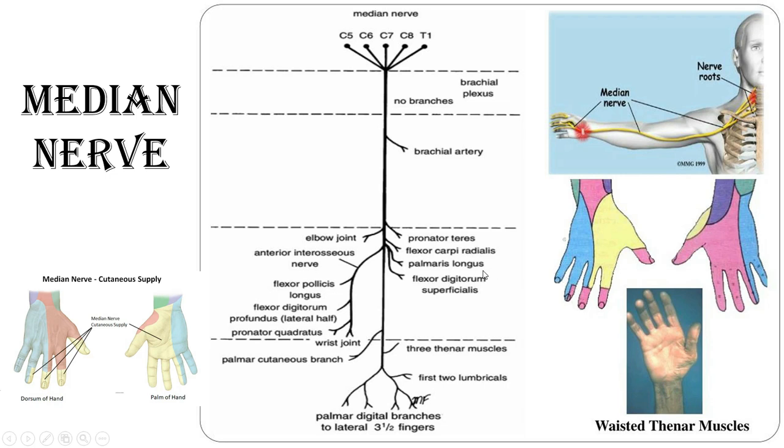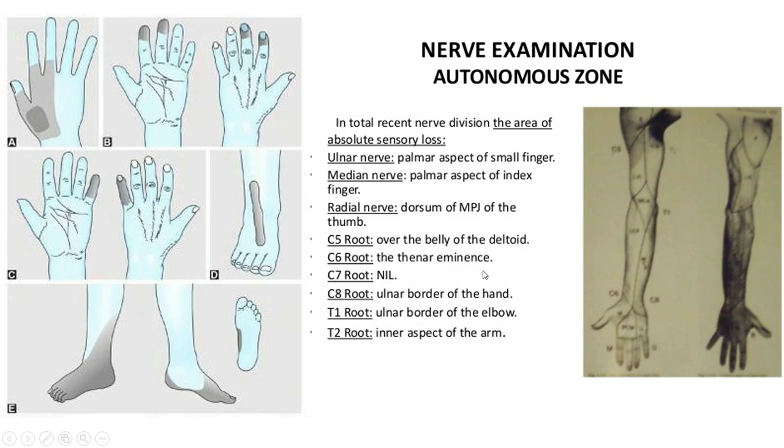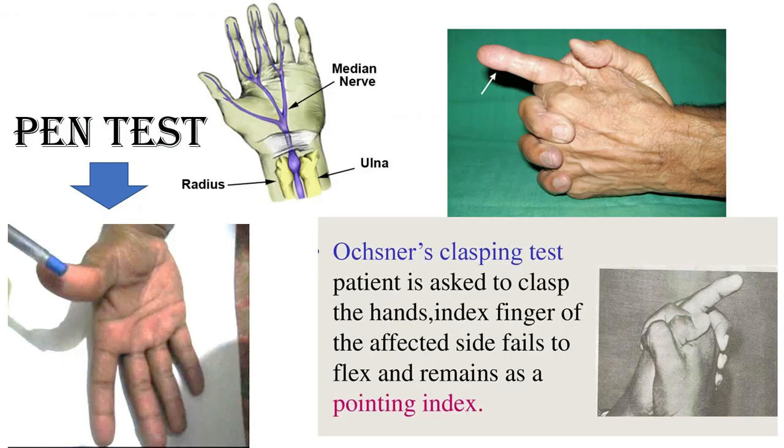This is always the same, so this is called the autonomous zone. Now when patients come with median nerve palsy, we will see some tests like Ochsner's clasping test. This is called the pointing index sign. On attempt of flexion, the index finger will not flex. This is called pointing index.